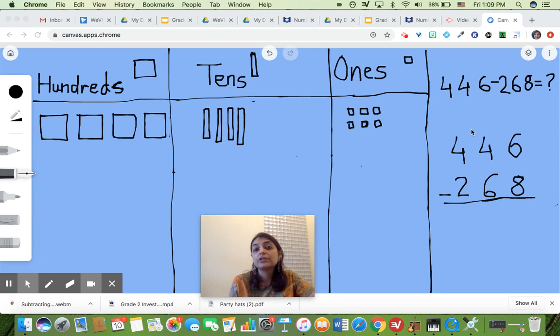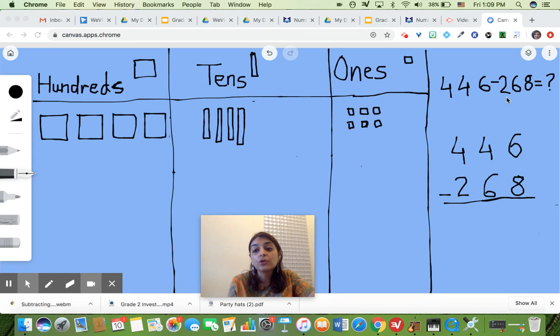So make sure that you write the bigger number on top. So I have taken two numbers, 446 minus 268. Well, the larger number, the greater number, 446, is written on top. Secondly, you should also make sure that the ones are written in the ones place, like 6 and 8 are written in the ones place, 4 and 6 are in the tens place, and 4 and 2 are in the hundreds place. So now let's begin subtracting.